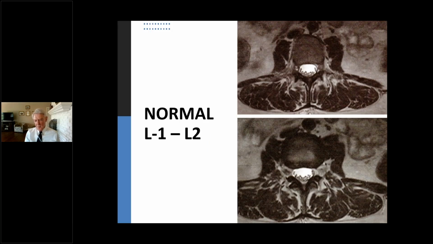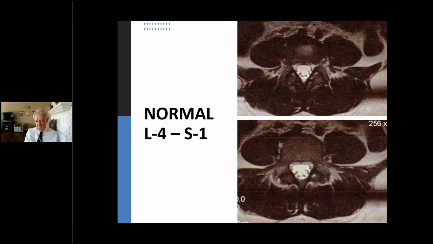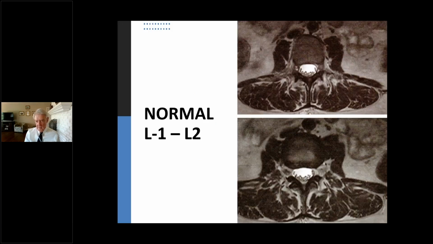Here is a normal person with normal nerve roots, and this is an axial view. Again, I'm going to back up. Here, back up. And here. Now, these are the nerve roots. This is the bone, your big vertebra. This is your spinal processes. This is the canal. The white is spinal fluid.